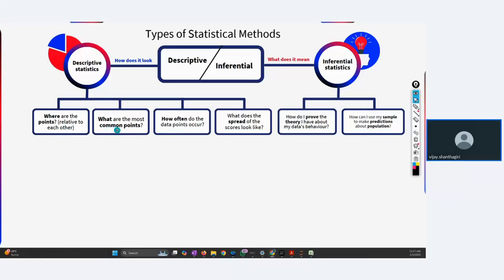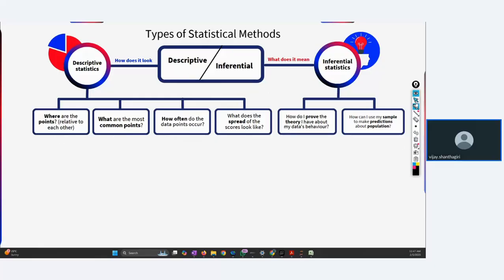Moving on, next question. What are the most common points occurring in the distribution? Always think like this. Where are the points relative to each other in the distribution? What are the most common points in the distribution? How often do the data points occur in the distribution? What does the spread of the scores look like in the distribution? The whole thing here, till here, is descriptive.